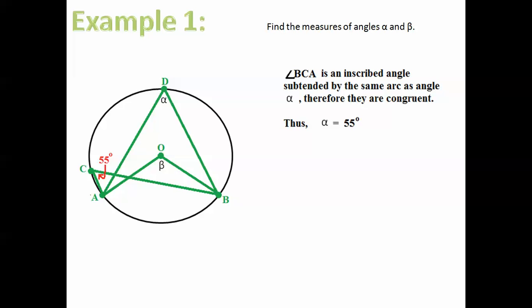Now we have a property that tells us that inscribed angles are half of the central angle, so our central angle is double our inscribed angle. So beta will be 2 times ACB, or 2 times alpha. So we get 110 degrees. Don't forget your little degree circle up here, to show that you're measuring in degrees. Because eventually in higher level maths you will be measuring in radians, which have a different unit.